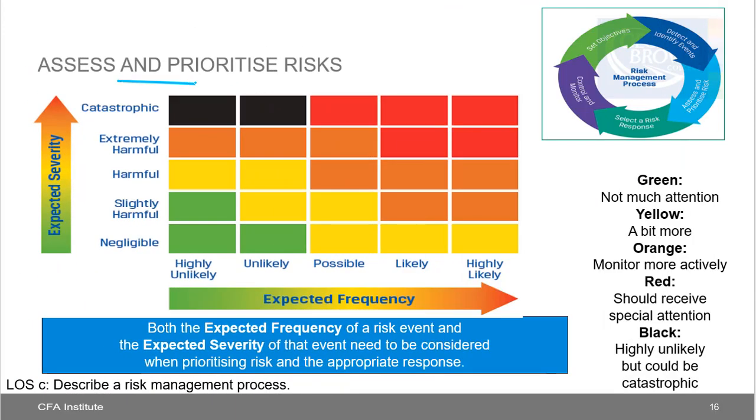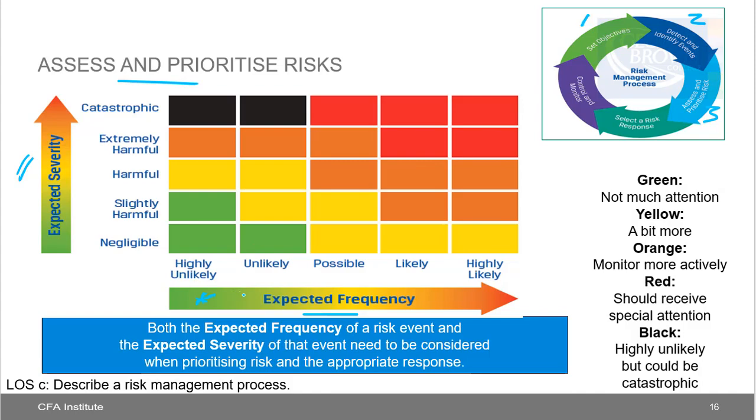So now we're on to assess and prioritize risk. So that's step number 3. Recall step number 1, set risk objectives. Step number 2, detect and identify events. Step number 3, assess and prioritize risks. So you can see we're dealing with a matrix here. On the lower axis here, we've got expected frequency. On the y-axis, we've got expected severity. And so we're putting together a grid or a matrix.